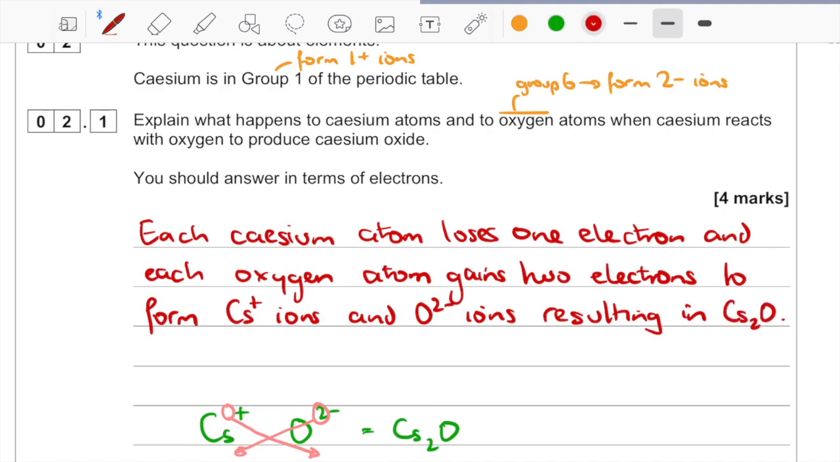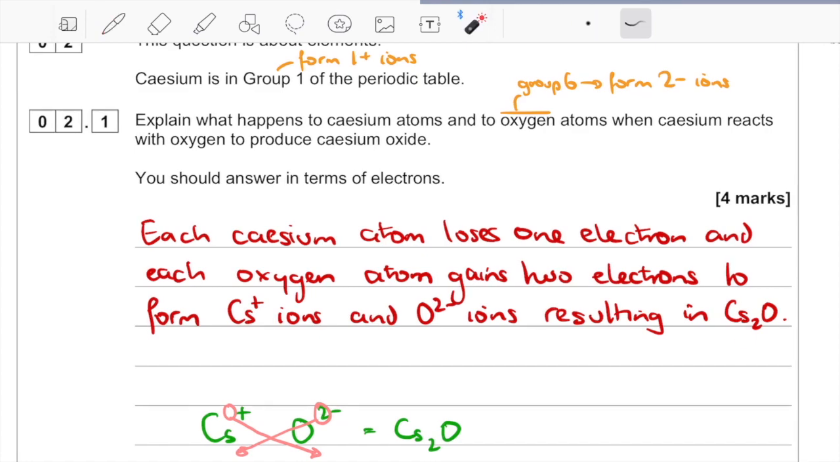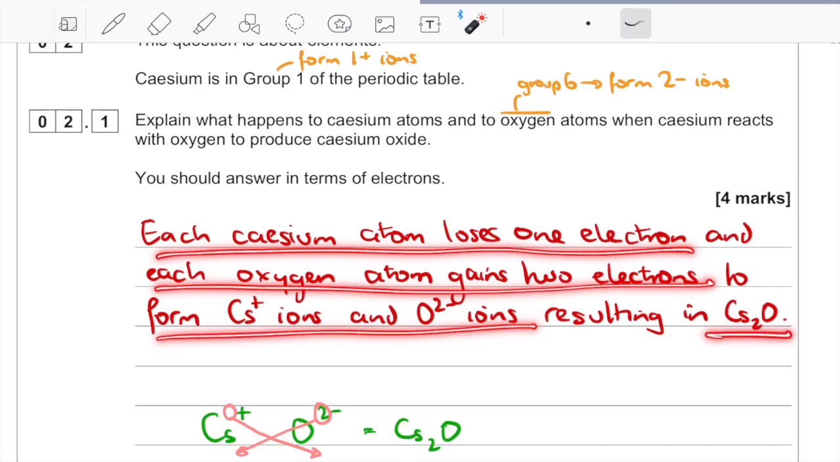Other possibilities is that we could have said for every 2 cesium atoms that lose 1 electron, an oxygen atom gains 2 electrons. But I think actually this is probably, for the purpose of our answer here, easier. So that is 4 marks. 1 mark, 2 marks, 3 marks, 4 marks.